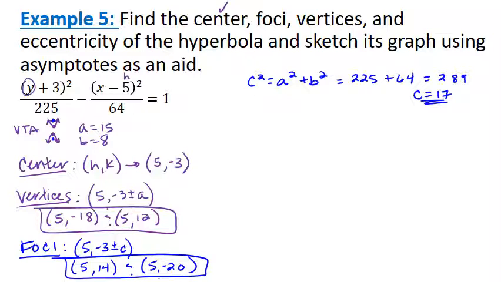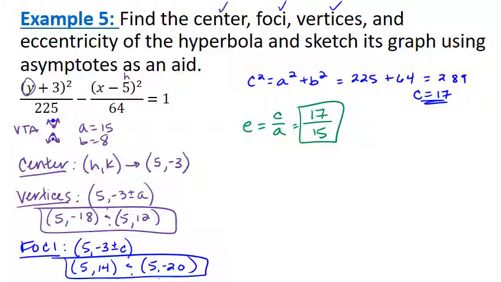Okay. So we found the foci and the vertices. Now we need to find the eccentricity. Remember, the eccentricity is c divided by a. We know c is 17 and a is 15, so the eccentricity is 17 over 15. And again, that tells us basically the distance that we're dealing with.